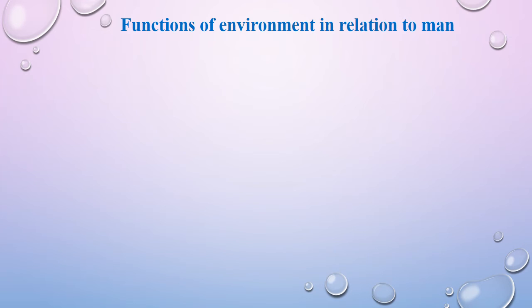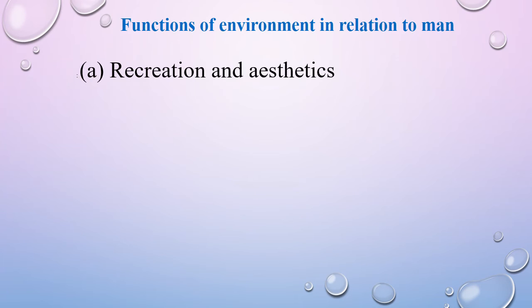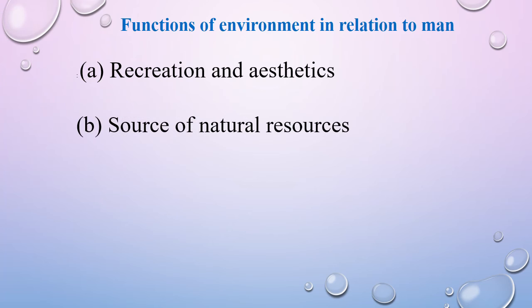Environment has various functions, and here we talk about a few as introductory functions of environment in relation to man. This environment performs three major functions in relation to man. Number one is recreation and aesthetics. Environment provides aesthetics and recreation to man, for example, vast landscapes, green pastures, fast flowing rivers, and so forth. Number two, this environment is a source of natural resources.